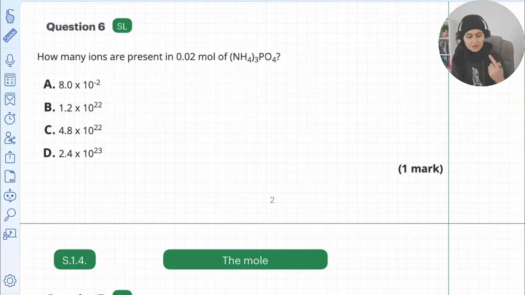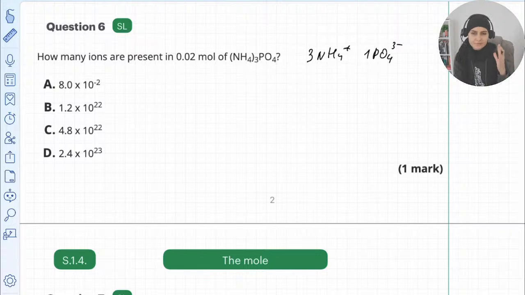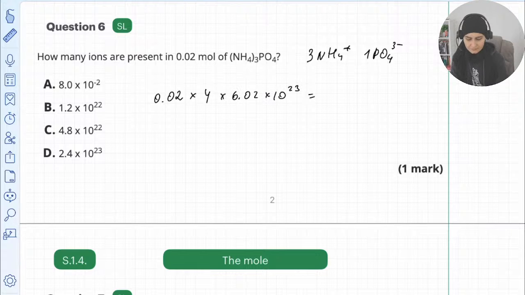So in this formula, we have 3 NH4+ cations and 1 PO4 3-, that's an anion. So in total we have 4 ions, 3 plus 1. We need to know how many ions, so I do 0.02 times 4, that's the moles of ions, and times Avogadro's constant. 0.02 times 4 times 6.02 times 10 to the 23rd, which is 4.8 times 10 to the 22nd, which is C.